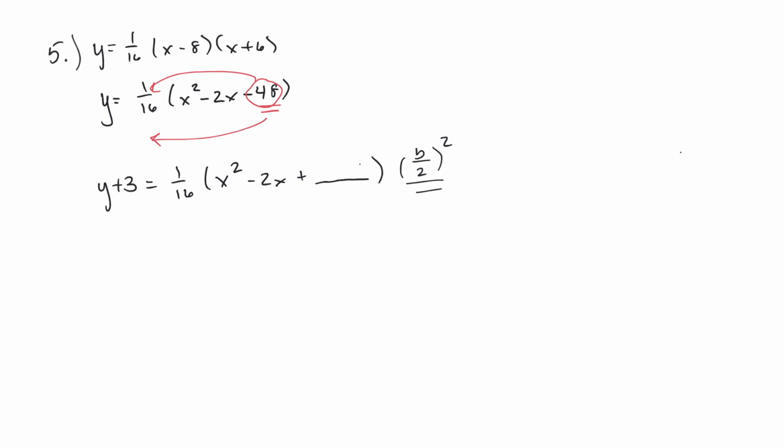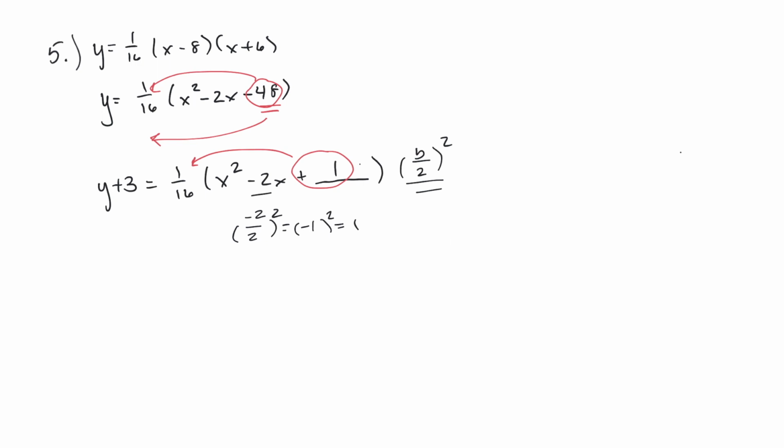So I'm going to take b, which in this case is -2. So -2 over 2 squared, which is -1 squared. That means I'm going to add 1 here. But I'm not really adding 1. Whenever you add something inside parentheses, in order to add it to the other side, just like we did with the 3, I have to multiply that number times whatever factor is outside. So we'll take the 1 here and multiply it times the 1/16 and add that number to the other side. Yes, that's going to give me a fraction. It's okay. We're just going to deal with it.